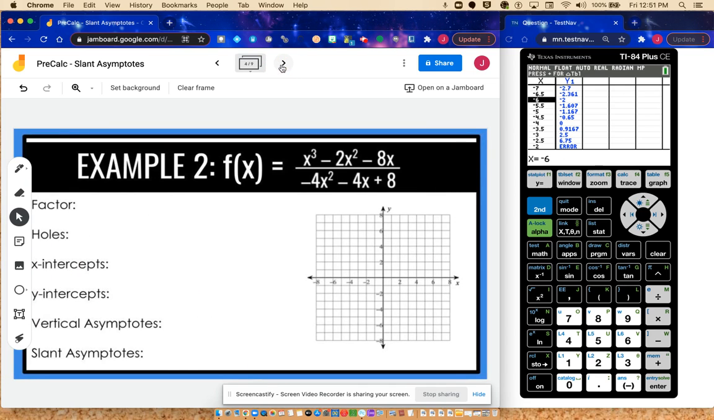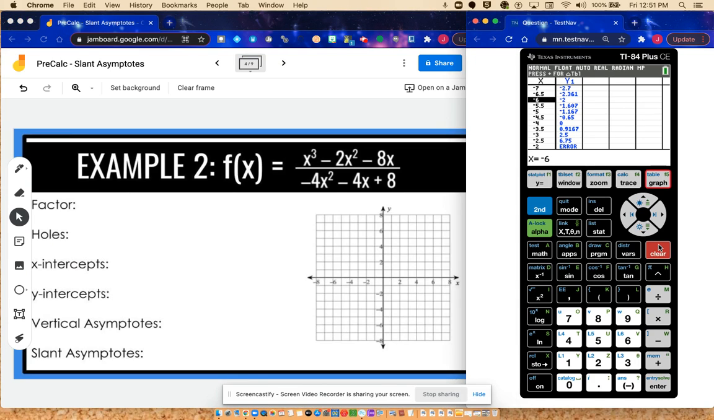Okay, let's try one more. So again, for this equation, we are going to factor first. So up top, we have a GCF of x. So let's take that out.